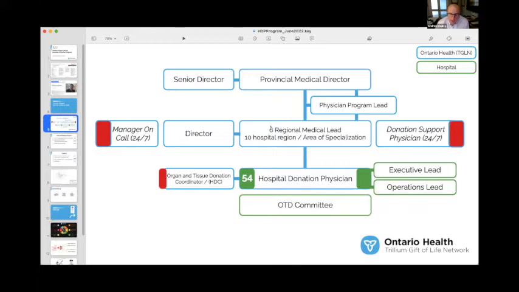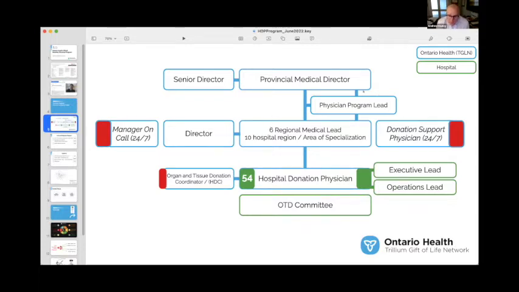in the various regions, some up to 12 hospitals, and they also focus on an area of specialization. So one of those regional medical leads is a palliative care physician, so does a lot of liaison with that community. Another is a neurologist and has been focused on that. Yet another is a neurointensivist, and so all of our regional medical leads and our medical director are ICU specialists, and most of our hospital donation physicians are in fact also intensivists, but not all.